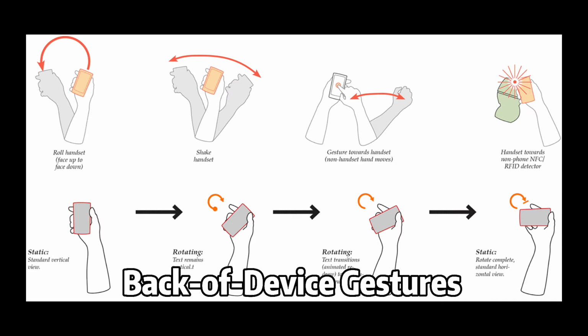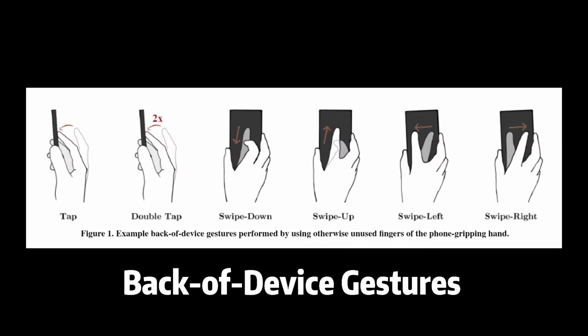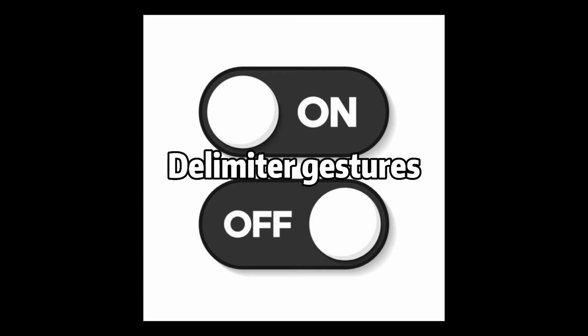Back of device gesture refers to touch on the back of the device. In the BOD approach, the index finger is the leading role, which provides higher motion ability and wider screen access, but it has higher cognitive demands and slower task completion time. There is also a term called delimiter gesture. The delimiter gestures are used to detect the beginning and end of the gesture.